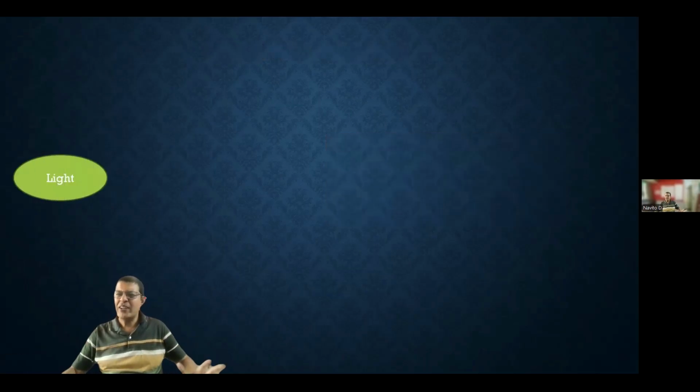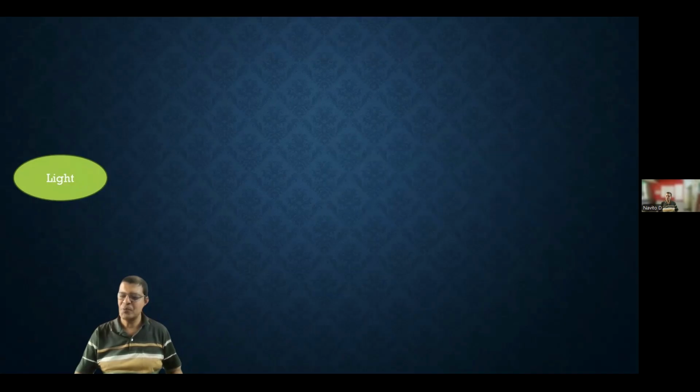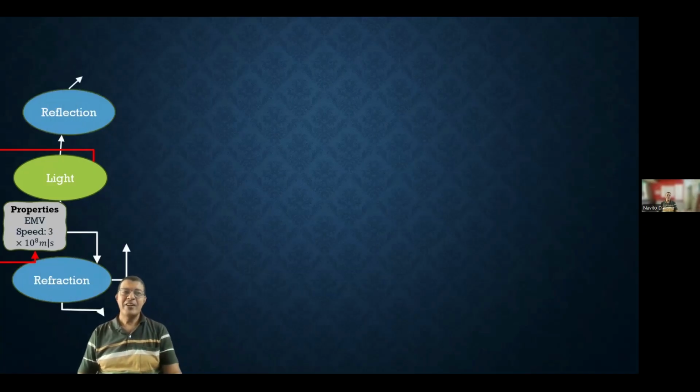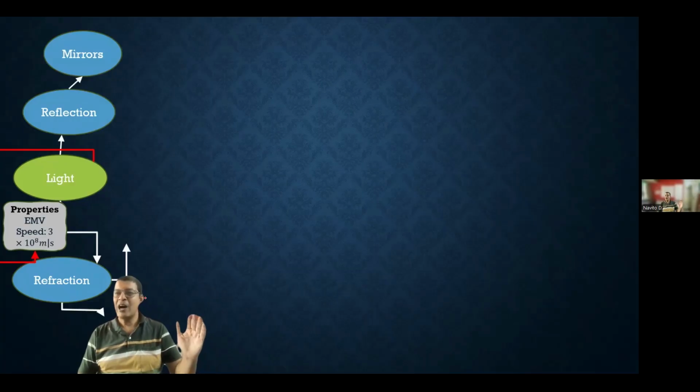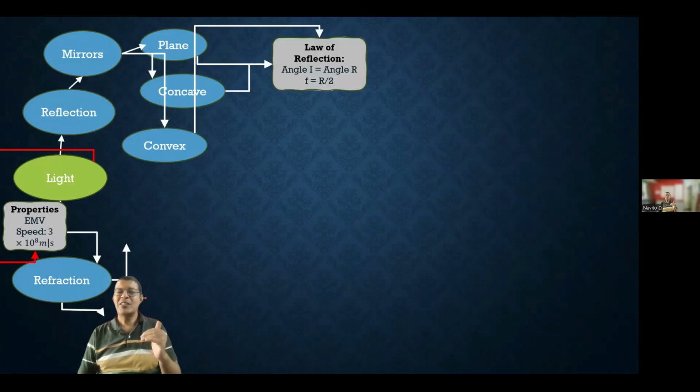So this is a final recap of everything we have done, reflection and refraction, in just these few minutes. Light, we studied about light. We have seen the properties of light. It's an electromagnetic wave. Its speed is about 3 into 10 raised to power of 8 meter per second. And then we have studied reflection and refraction. And in the reflection, we have seen how it behaves with mirrors. Mirrors, we have seen plane, concave, and convex. Then we have seen the laws of reflection. Angle of incidence is equal to angle of reflection, and focal length is half of the radius.